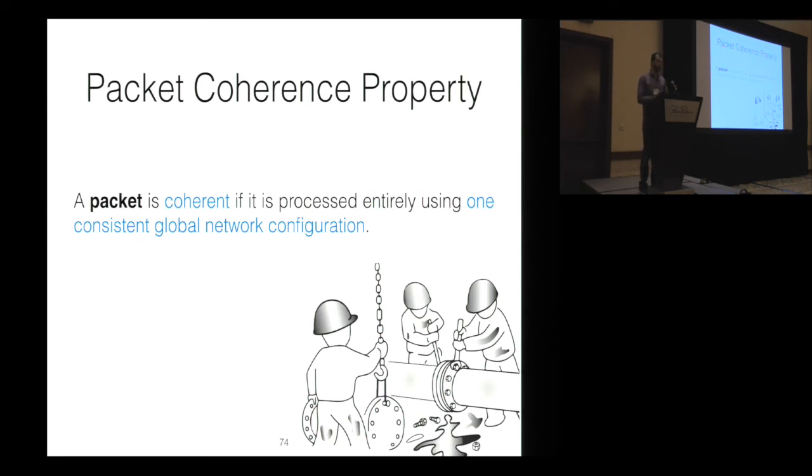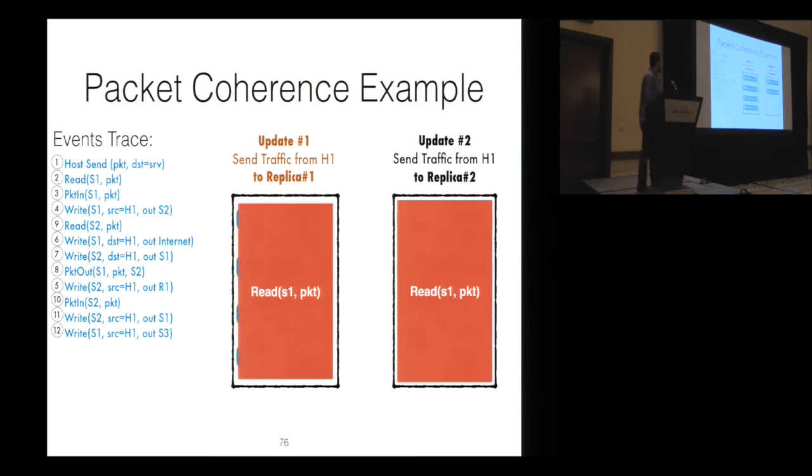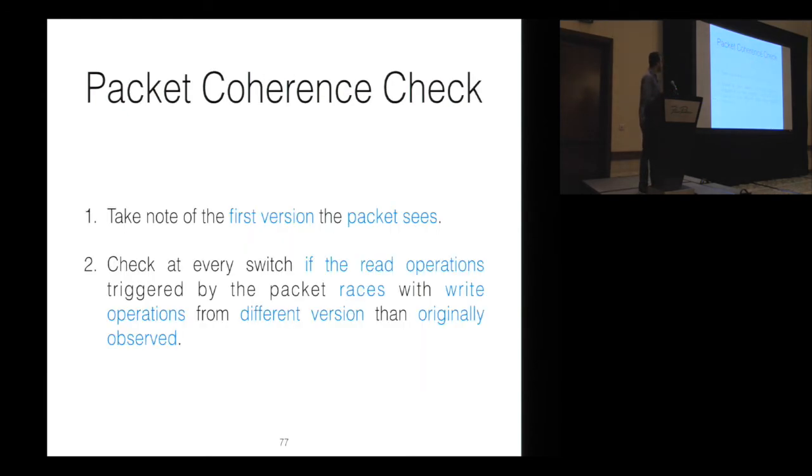And the second property we check for is the packet coherence property. The packet coherence property says basically your packet will be processed entirely using one consistent global network configuration. So if we go back to the same example, our packet actually was read by two versions, and we have a violation. And that's why we have the loop, because one version was saying go from S1 to S2, and another version saying go from S2 to S1. If you take these two different versions and use an existing tool like header space analysis to check if these versions are correct, it will tell you they're correct, but the interleaving between them is not correct.